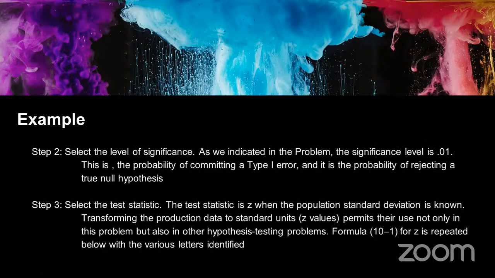Step 2. Select the level of significance. As we indicated in the problem, the significance level is 0.01. This is the probability of committing a type 1 error, and it is the probability of rejecting a true null hypothesis. Step 3 is to select the test statistic. The test statistic is z when the population standard deviation is known. Transforming the production data to standard units of z values permits their use not only in this problem, but also in other hypothesis testing problems. The formula 10.1 for z is repeated below with the various letters identified.